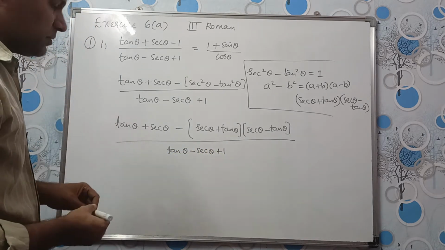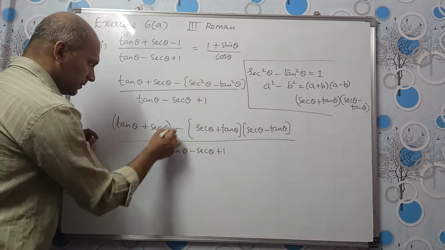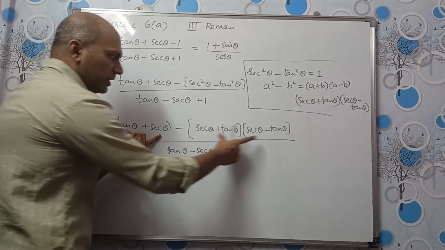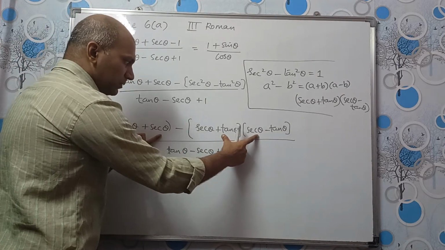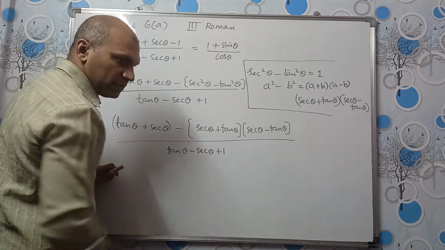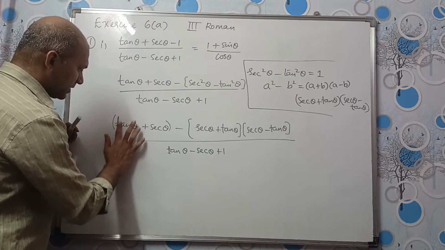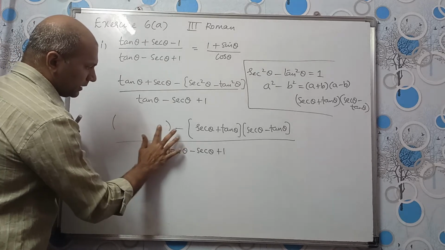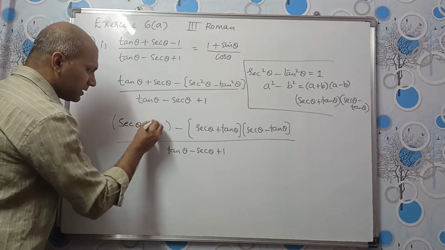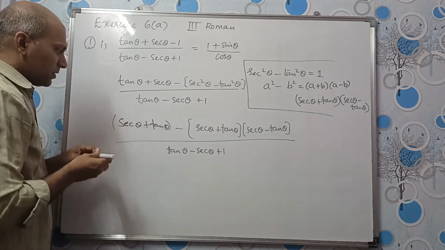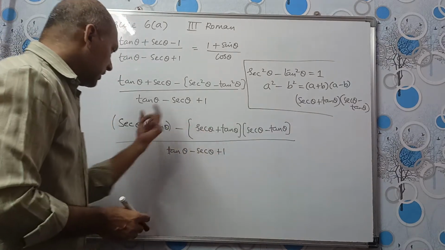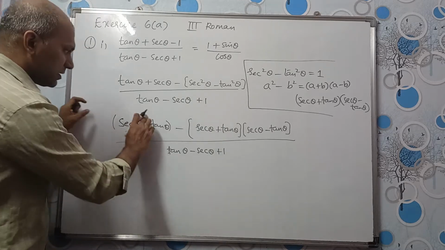Okay, if you observe the numerator carefully, see, if you take this as one term, this term and this term, from these two terms we can take secant plus tan common, right? We had tan plus secant, right? Let us write it as secant plus tan. So we have secant plus tan here, we have secant plus tan here. Can you take out secant plus tan from this term and from this term?